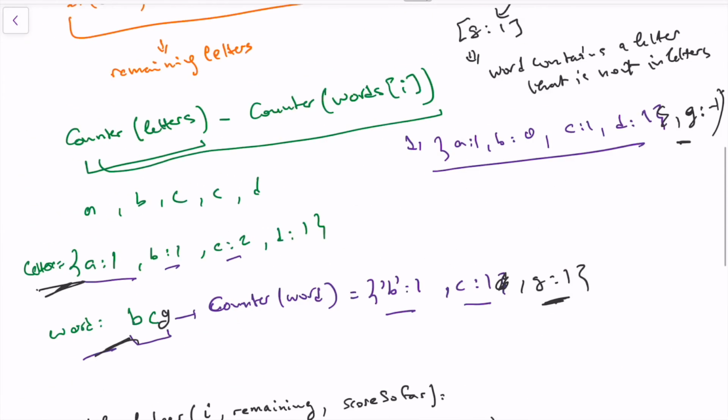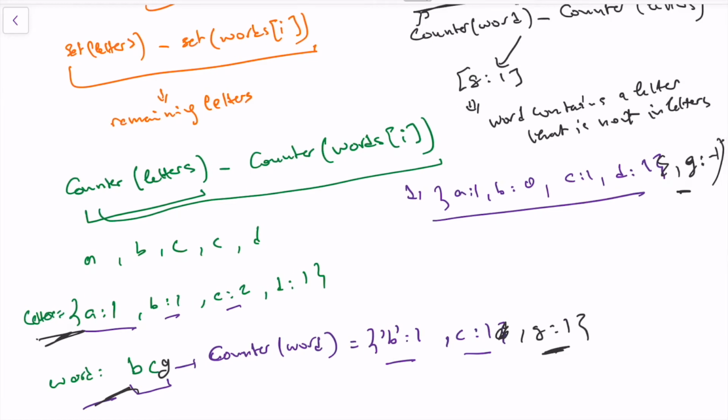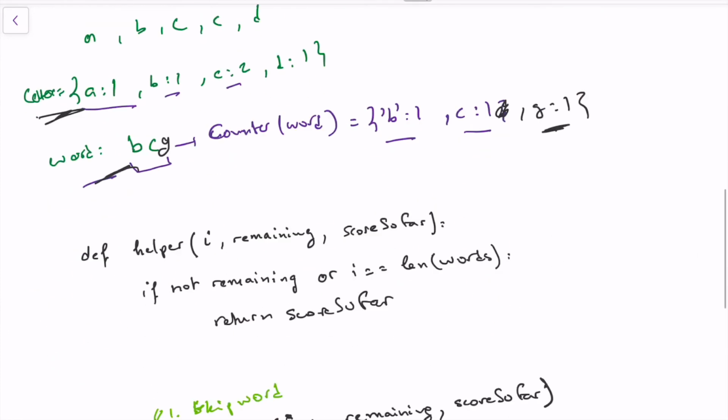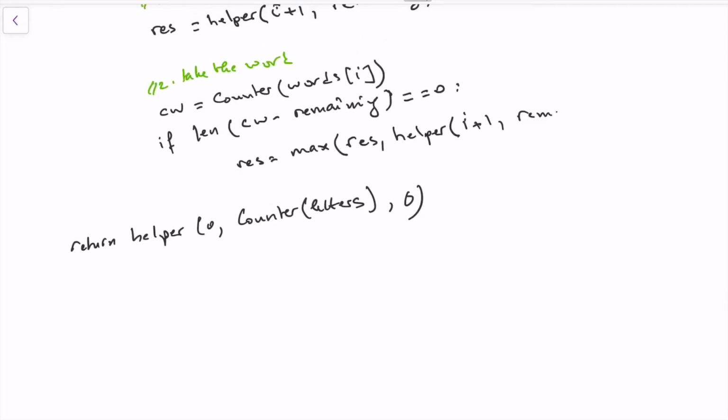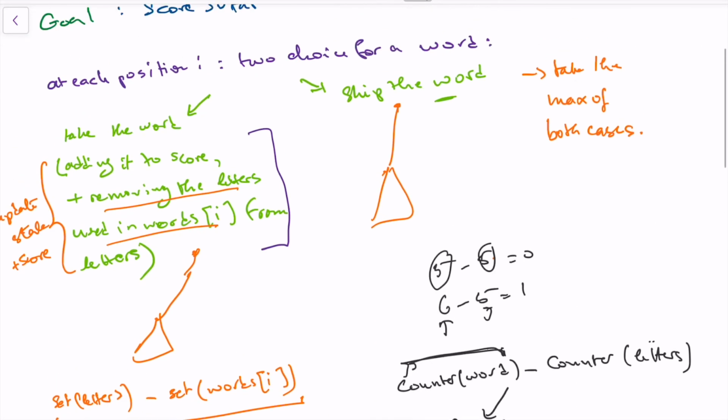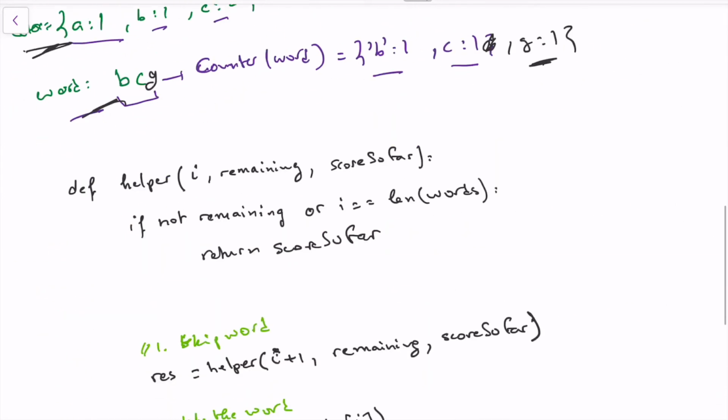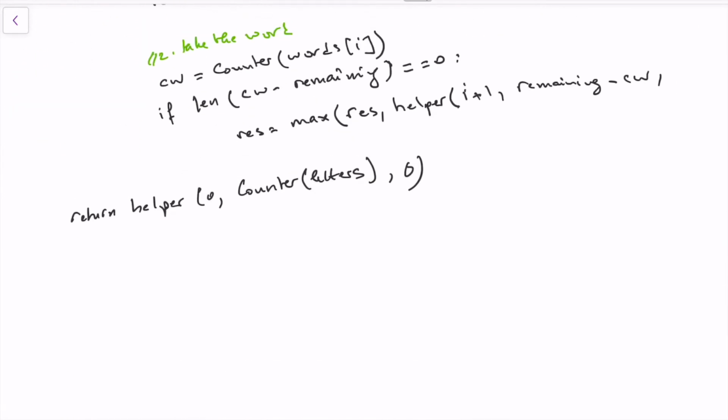And removing the letters, as I said, is just counter letters minus the counter of the words. So that would be just the remaining minus CW, right? And then we will need to add it to the score. So that would mean score so far plus just taking the sum of mapping.